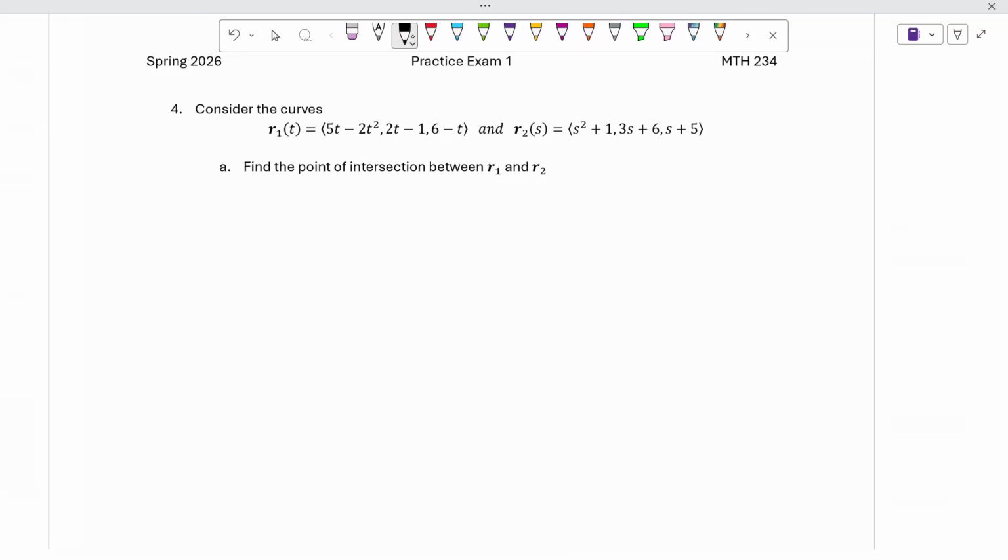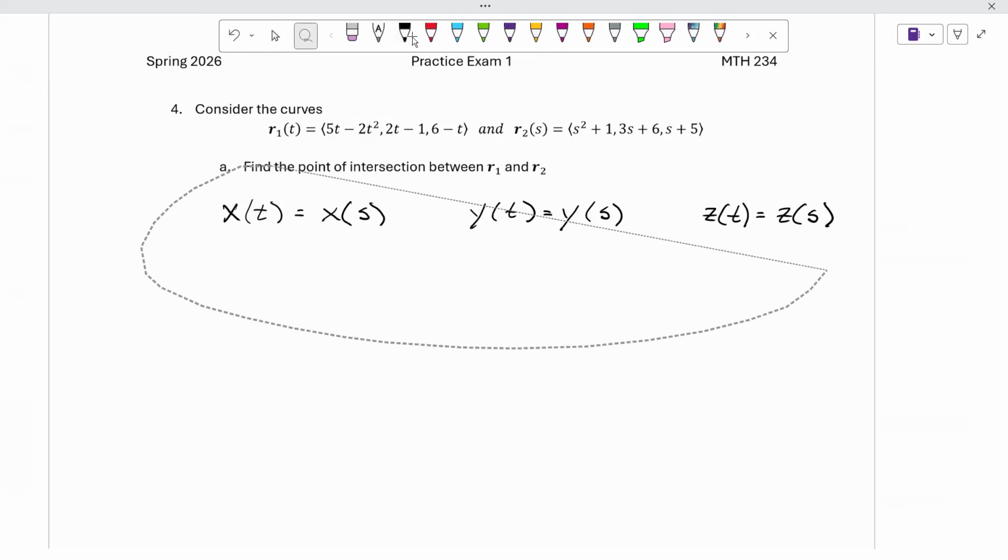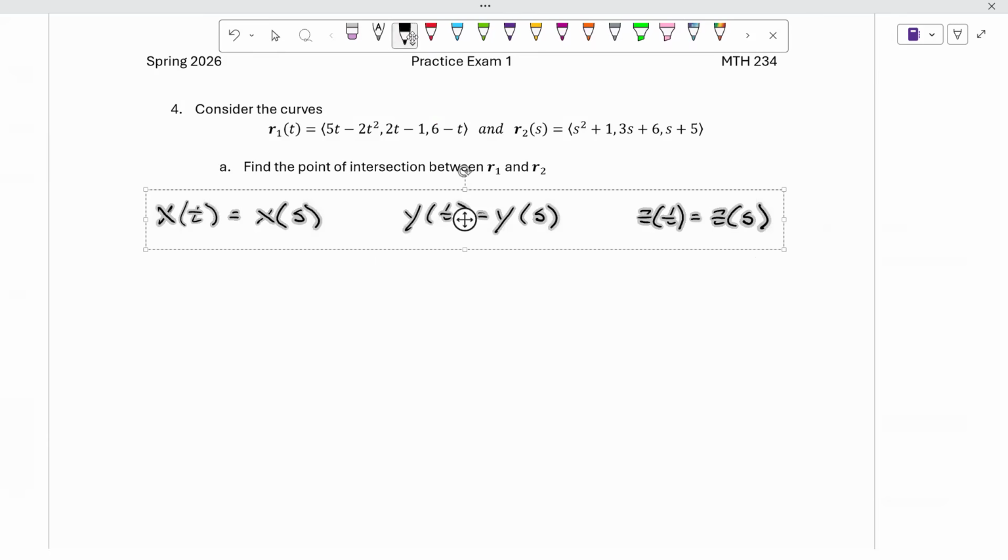And I want these two pieces to intersect, which means I should just set their component functions equal to each other. X of t should be equal to x of s, y of t equal to y of s, and z of t equal to z of s. So just right down the line, I'll set their components equal to each other, since that's what it ought to mean for two curves to intersect with each other.